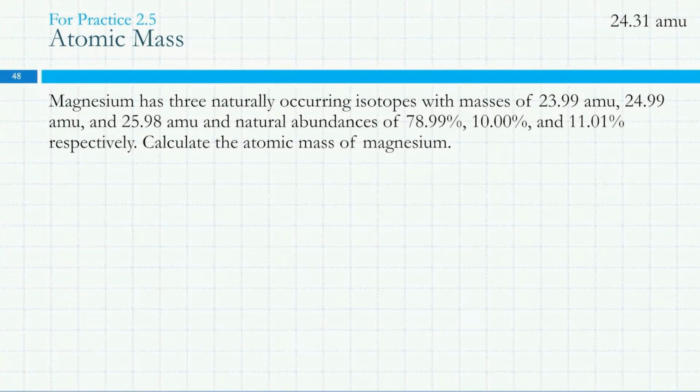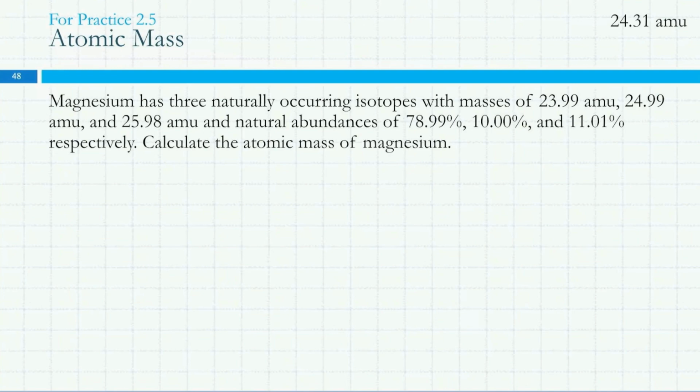So magnesium has 3 naturally occurring isotopes with masses of 23.99, 24.99, and 25.98 AMU, in natural abundances of 78.99%, 10%, and 11.01%, respectively. That just means that whatever order these masses are in, they line up with these percentages. Let's slow down here.